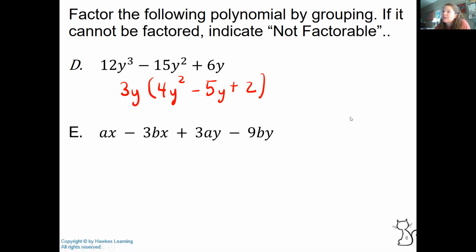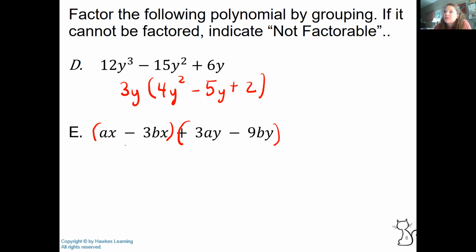All right, and letter E. Now that it says by grouping, you need 4 terms to group. So I'm going to be able to group with letter E because I do have 4 terms. Not all 4 of them have a common factor, but these 2 have a common factor and these 2 have a common factor. So that's what it means by grouping.